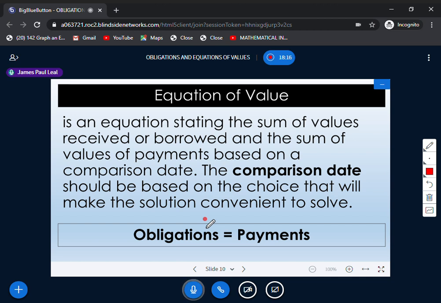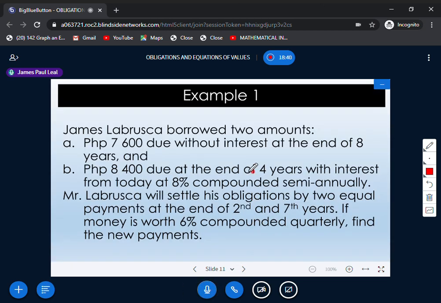The date used is what we call the focal date. So there will be involvement here of the focal date, or the comparison date, or the valuation date. A very effective way to solve many problems in mathematics of finance is to use the equation of value. That's the concept of this, and that's why it's important to use the equation of value. So we have a given example for you to understand more about the equation of value. Let's consider this given example.